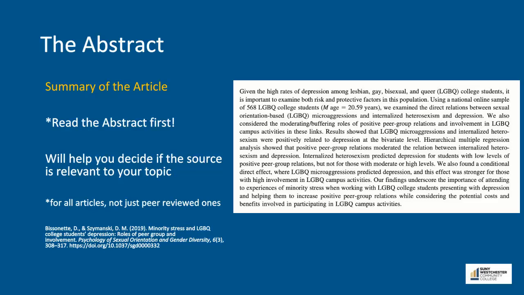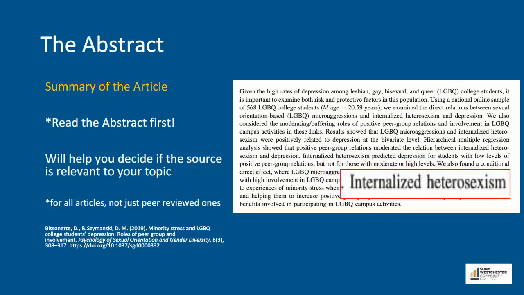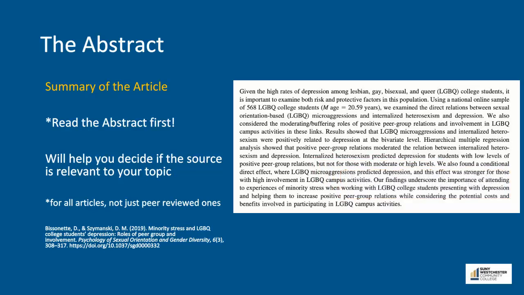There may be some specialized vocabulary that we are not 100% clear on. For example, what internalized heterosexism means. We may need to look up some terms in our textbook or a subject dictionary, but we should have a general understanding of what the study is about and who it involves. Also note the use of "we" in the abstract. This is another good way to confirm that this is an original research article. The authors write, "We examined," "we considered," "our findings." This shows that the authors of the article are the ones who conducted the research.